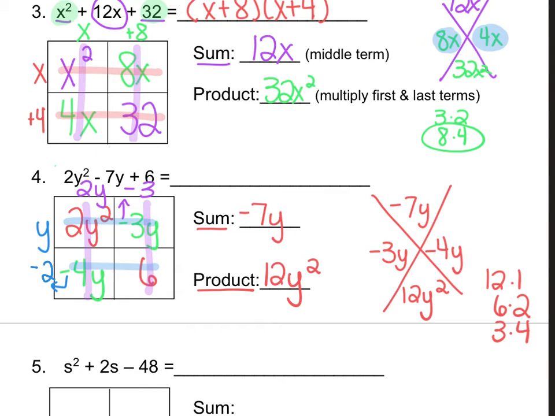And you can always double check just to make sure, work it backwards: 2y times y, 2y squared. Negative 3 times y, negative 3y. 2y times negative 2, negative 4y. Negative 3 times negative 2, positive 6. So my factors are 2y minus 3 and y minus 2. Remember, those are interchangeable. You could write the y minus 2 first if you wanted to.